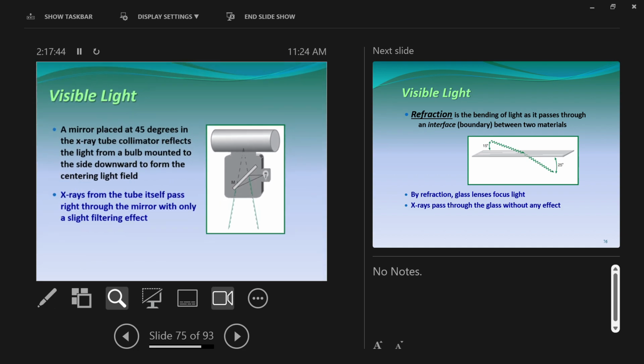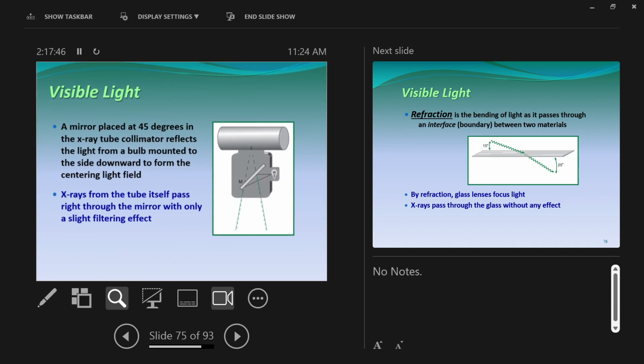But the X-rays from the X-ray tube just pass right through that little mirror. Okay, a little bit of absorption, tiny bit, but they pass right through that mirror.